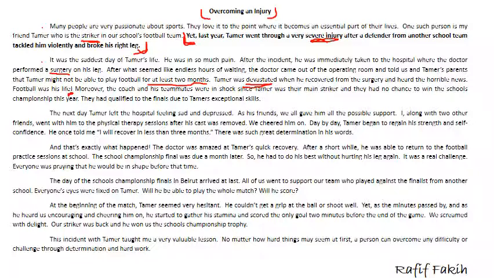Moreover, the coach and his teammates were in shock, feelings, since Tamer was their main striker and they had no chance to win the school's championship this year. Tamer is out for the time being. If he doesn't participate, they will lose the school championship. The championship among schools. They had qualified to the finals due to Tamer's exceptional skills. Exceptional here means excellent. But he cannot play the final so far.